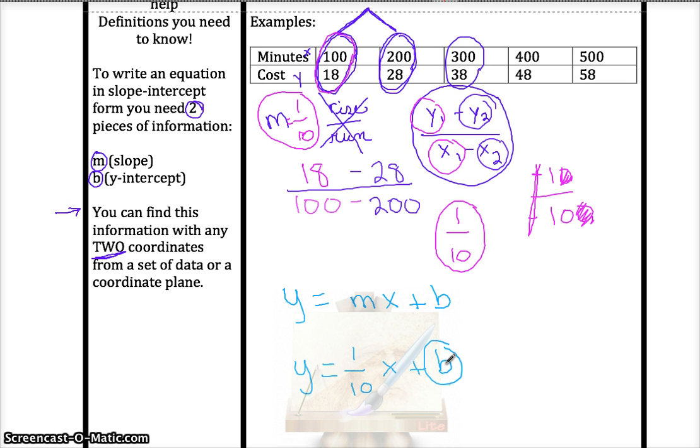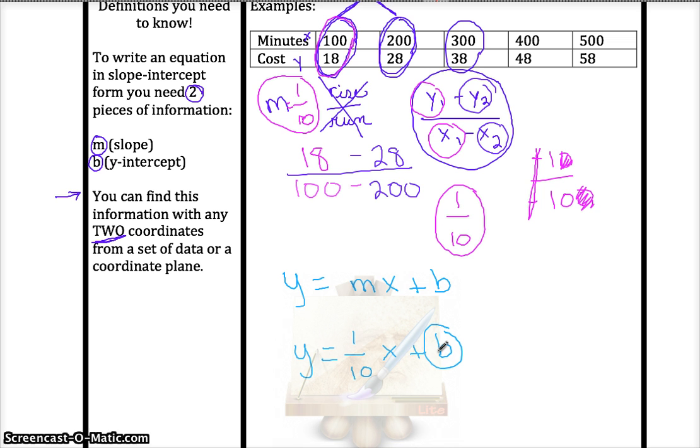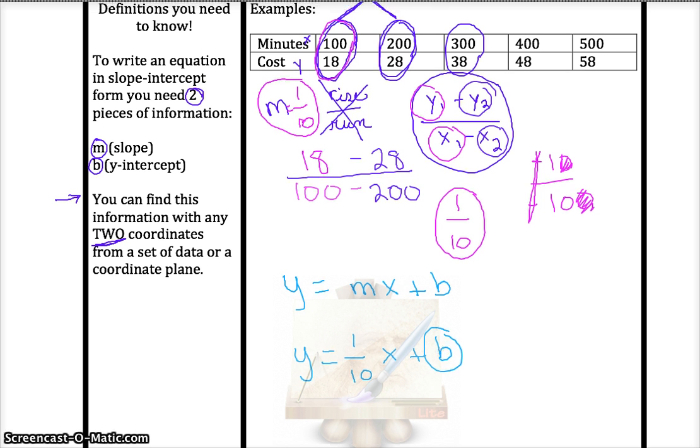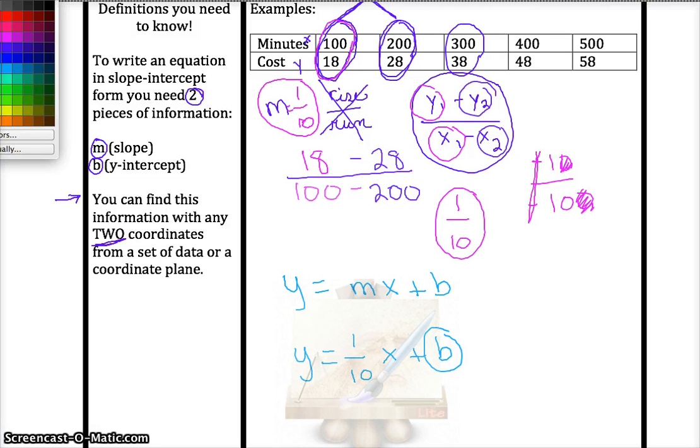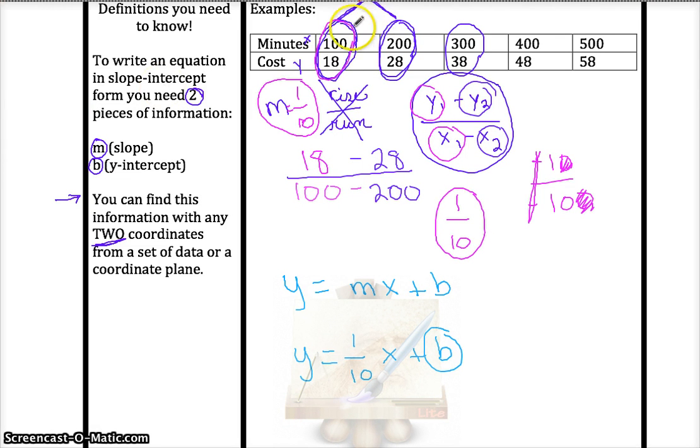So the way that we do that is we use one of the data sets, or one of the coordinates that they gave us up here, and we plug it in for y and x so we can solve for b. And this is where most people get confused, so bear with me if you're a little confused. It will make sense in just a moment. So I am going to use this coordinate again, 100, 18, and this time I'm going to use green. And 100 is my x, and 18 is my y.